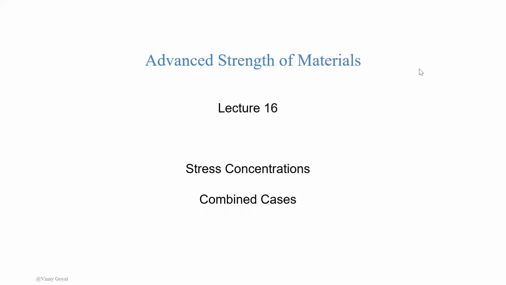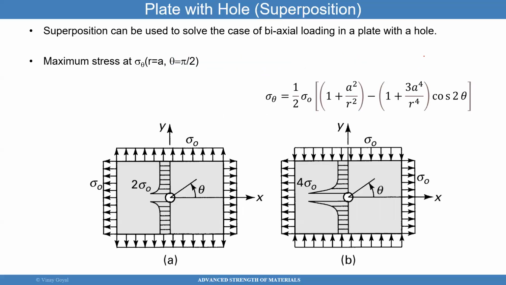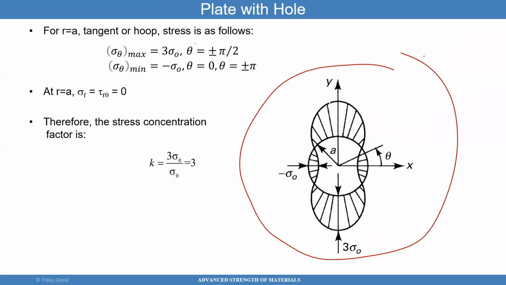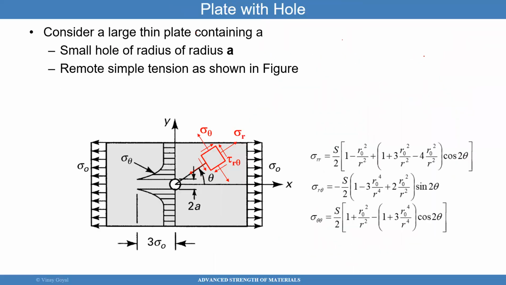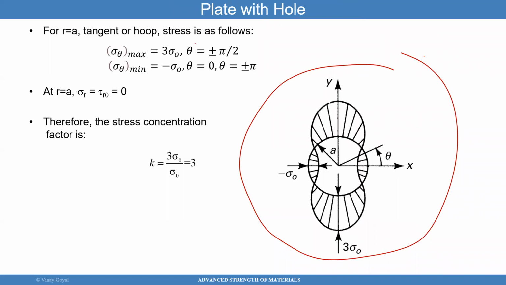So what will you do if you have a combined case? What I mean with that is, what if the far field stress is not the one we analyzed? We already analyzed the case of a plate with an axial stress that's far field. But what if I have a stress state that has more than one direction?